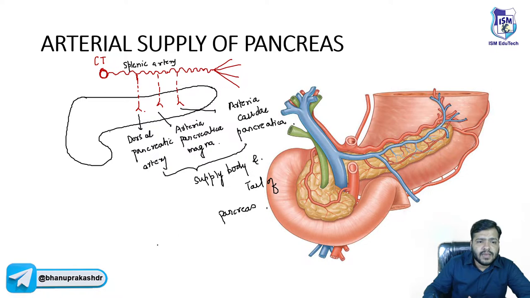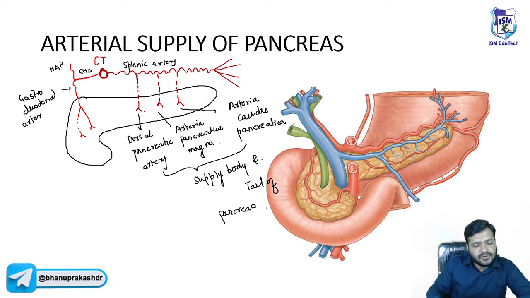Now coming on to the head portion, beta, you already know from the celiac trunk we have the common hepatic artery, which will divide into the hepatic artery proper, and we have this gastroduodenal artery, which will divide into a posterior branch and an anterior branch. So remember, from the celiac trunk we have the common hepatic artery, which divides into the hepatic artery proper, and this is the gastroduodenal artery, which will give off two branches, okay?